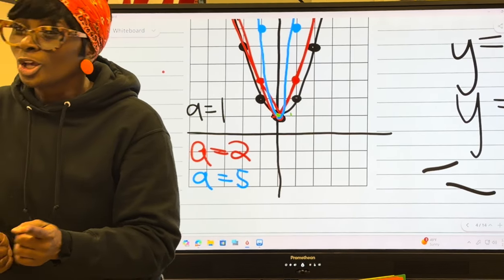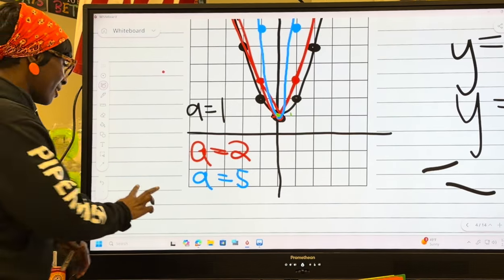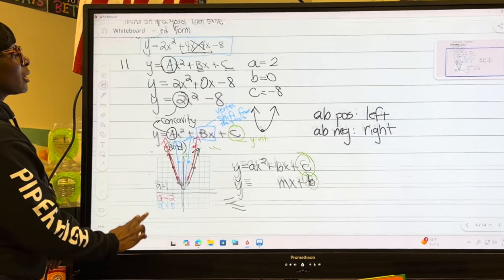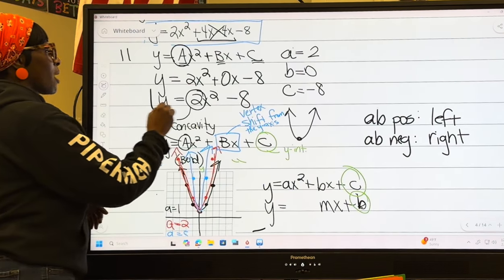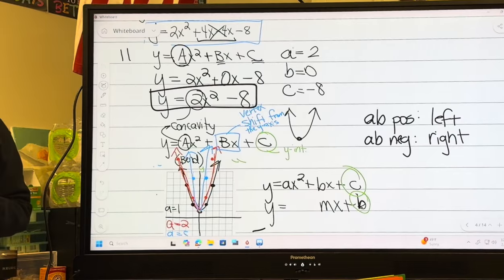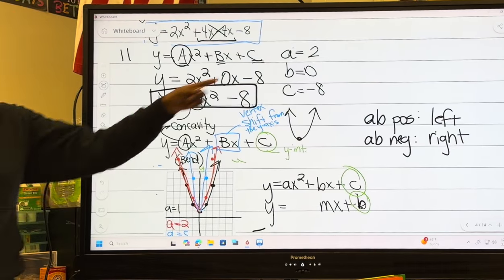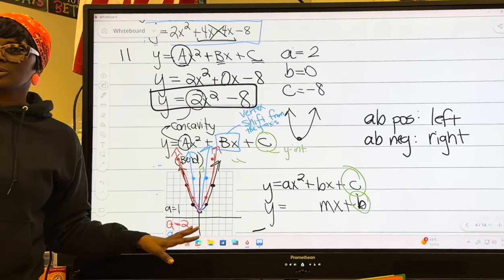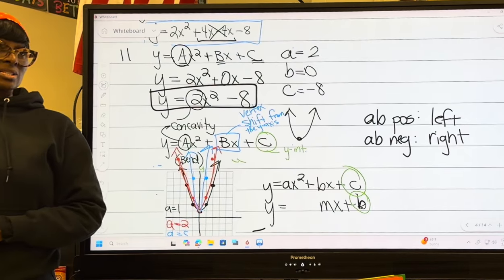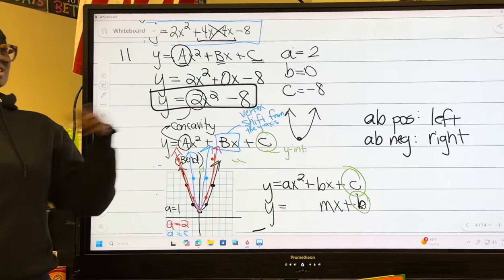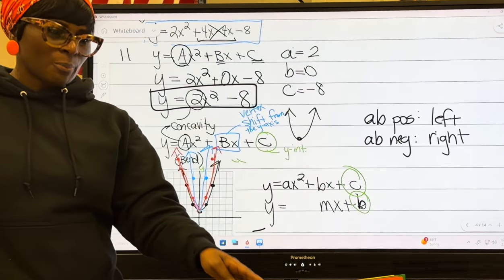Are you following me? So in our example that we got for our work that we did this morning, right here, look at this problem. What was our B? 0. So guess where this parabola is going to sit? In the middle, on the y-axis. It's going to sit on the y-axis. Why? Because it didn't shift. Let me give you a real life example of what that looks like.